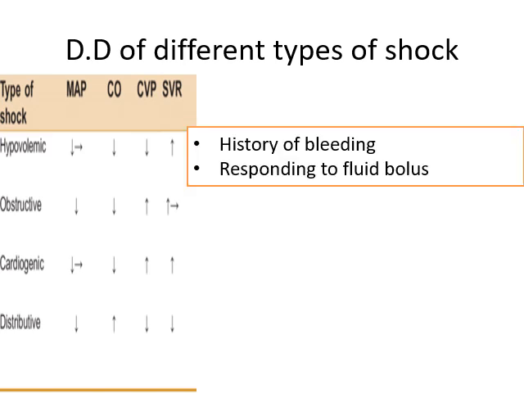From history, you can diagnose the hypovolemic shock, history of bleeding or GIT losses, diarrhea or vomiting, and this patient will respond to fluid bolus easily.